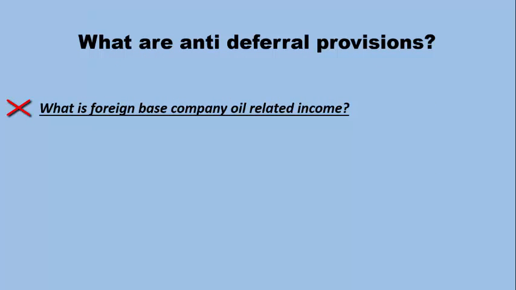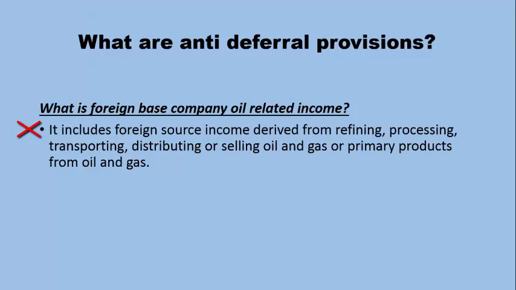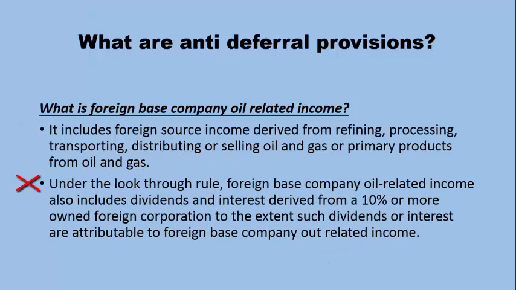What is foreign-based company oil-related income? It includes foreign source income derived from refining, processing, transporting, distributing, or selling oil and gas or primary products from oil and gas. Under the look-through rule, foreign-based company oil-related income also includes dividends and interest derived from a 10% or more owned foreign corporation to the extent such dividends or interest are attributable to foreign-based company oil-related income.